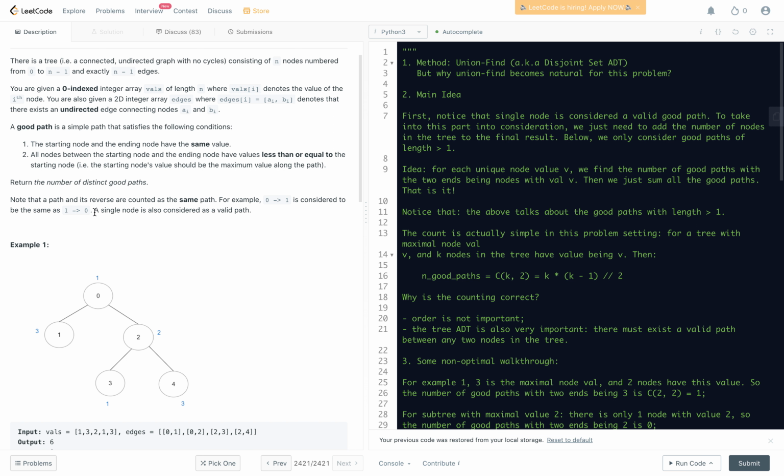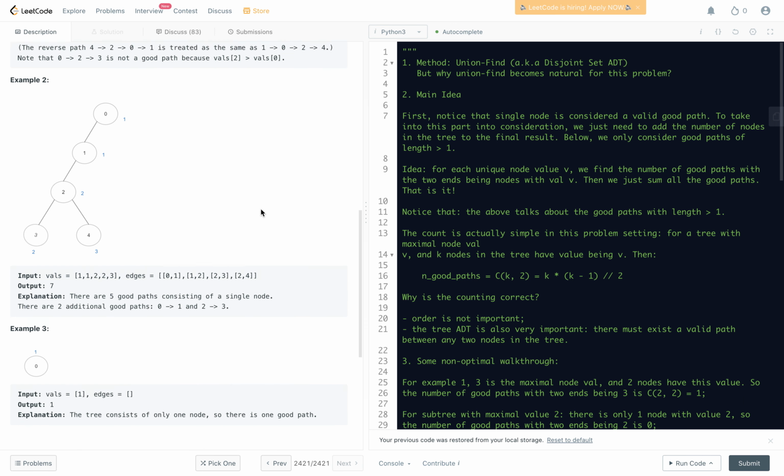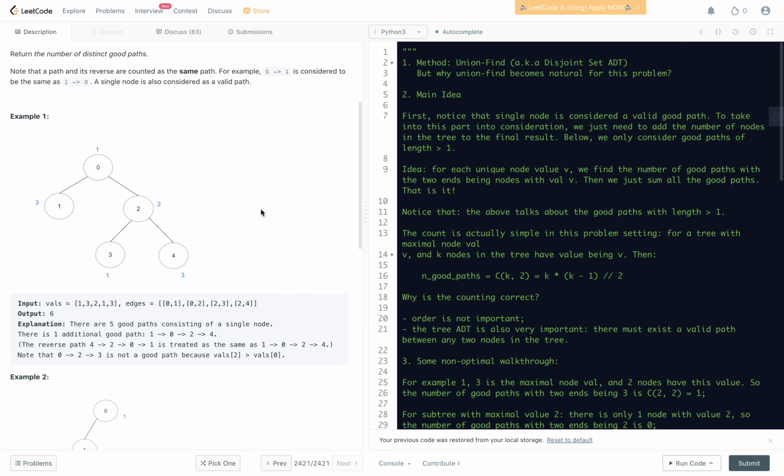So here is a note. Note that a path and its reverse are counted as the same path. For example, 0, 1 is considered to be the same as 1, 0, and a single node is also considered a valid path. So here are three examples. So let's look at example 1. So in example 1, the return is 6.